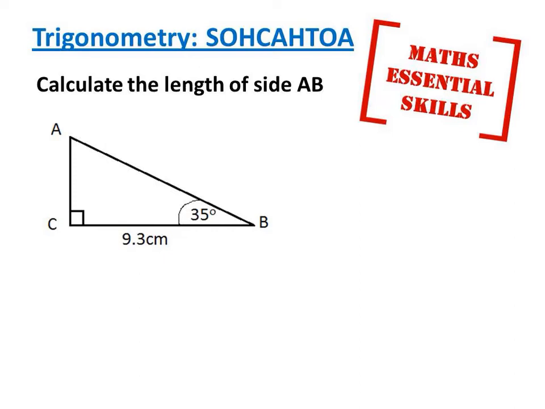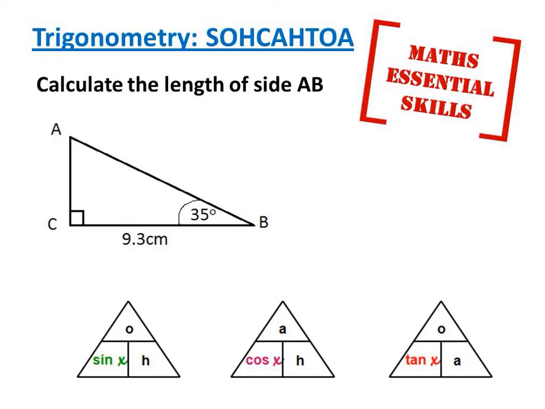To calculate the missing length in a triangle, we use Pythagoras if we have two sides and we're working out the third side, and if not, we're going to use trigonometry. Start by drawing out the pyramids, the SOHCAHTOA pyramids.